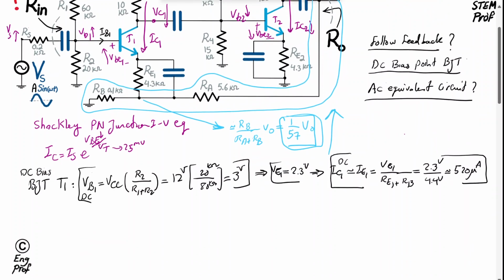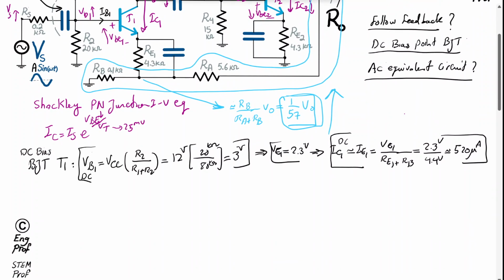As a result of this, I can say the base current of transistor 1, which is the collector current divided by beta, is therefore on the order of roughly, say, 5.2 microamp. Very small, 1/100th of the collector current.